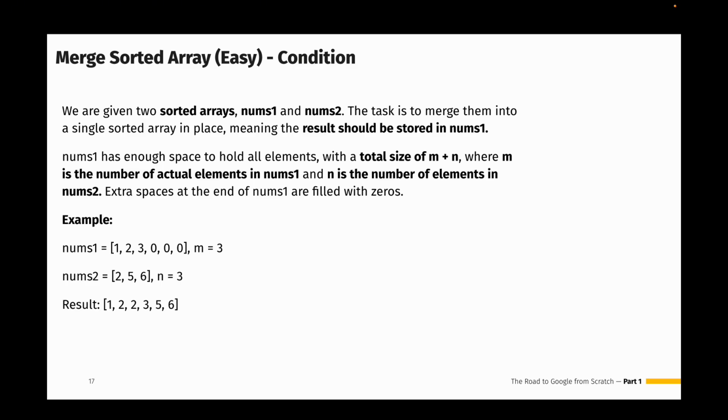And below we have an example where we have nums1 with elements 1, 2, 3, 0, 0, 0, and m is equal to 3, nums2 is equal to 2, 5, 6, and n is equal to 3, and the result is 1, 2, 2, 3, 5, 6. So we can see that in the end we just need to have a sorted array stored in our nums1.